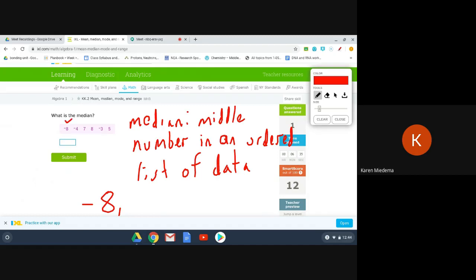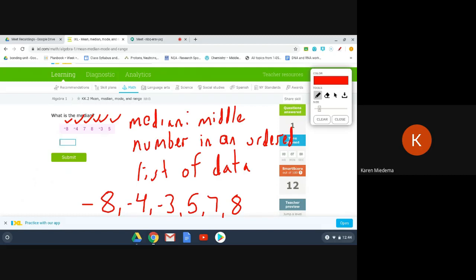Next, I see that -4 is the smallest. So far, they're in order. But now here, 7 is not the next smallest. -3 is. So I need to put -3. Then I have 5. Then I have 7. And then finally, I have an 8.